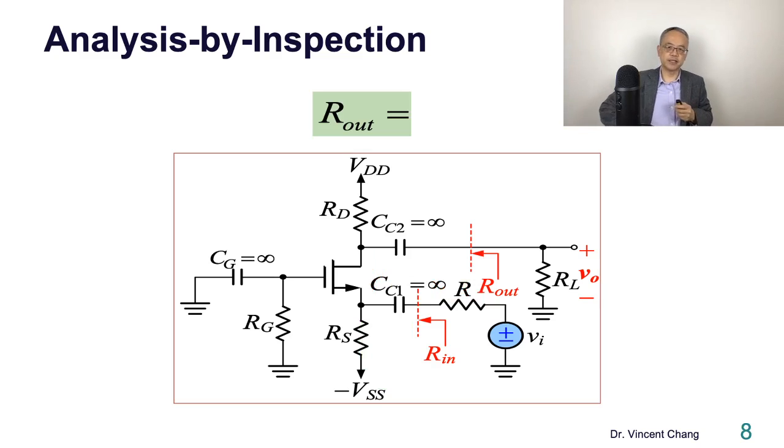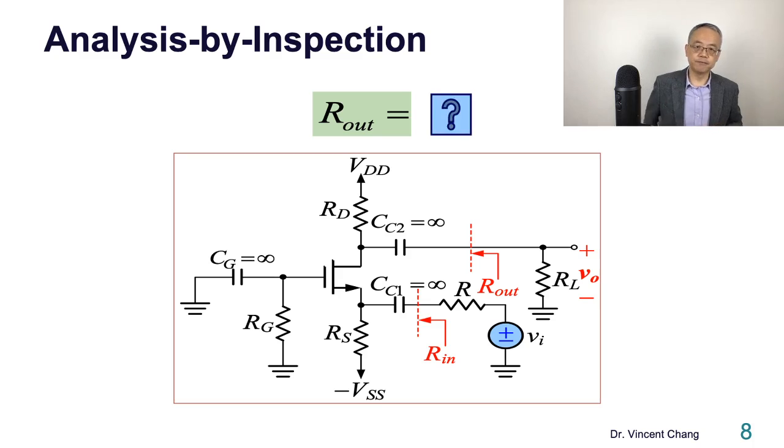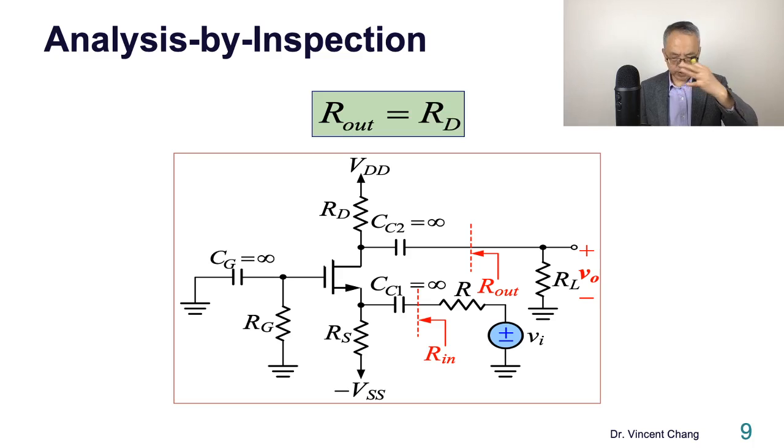How about the output resistance? It's the RD, right? It's RD, easy. So these are the three important amplifier parameters that have been obtained based on the analysis by inspection.